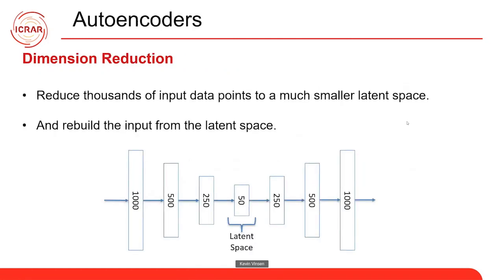Now, the downside of that is we're suddenly increasing hugely the amount of data that we have. Then again, machine learning can come to our rescue with autoencoders. This can reduce thousands of input data points into a much smaller latent space, and from that latent space, rebuild the original data. This is used as a way of reducing data in the same way that things like PCA work, but it is much more sophisticated than PCA.